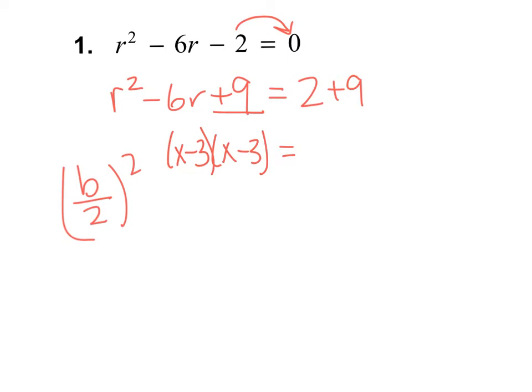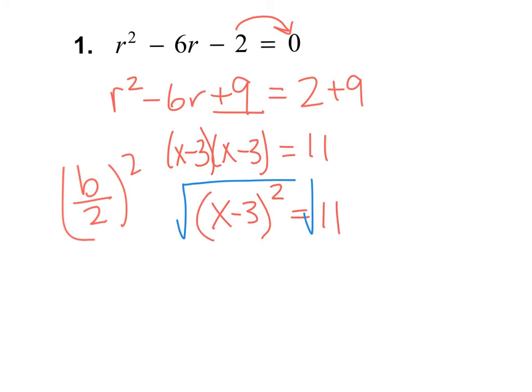Now on the right side, 2 plus 9 is 11. Now x minus 3 and x minus 3 is x minus 3 squared equals 11. Now this might look familiar to you because we actually solved these type of problems in the previous unit. We used solving by square roots. So we could use this form here to get rid of the square, giving you x minus 3 equals the square root of 11.